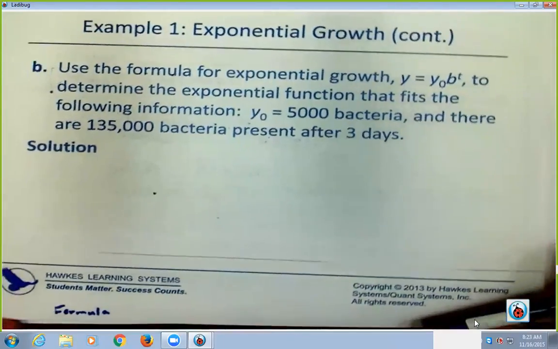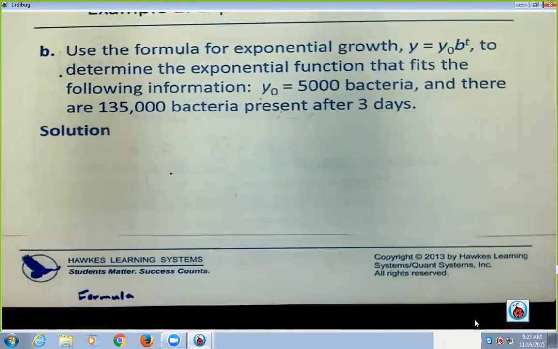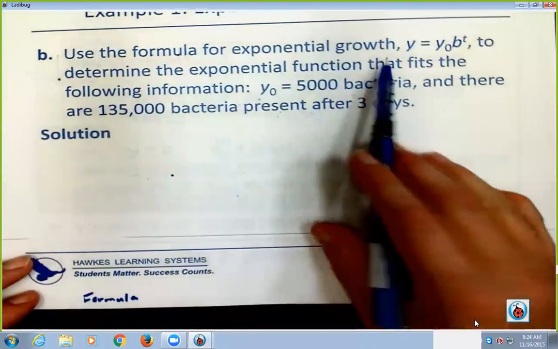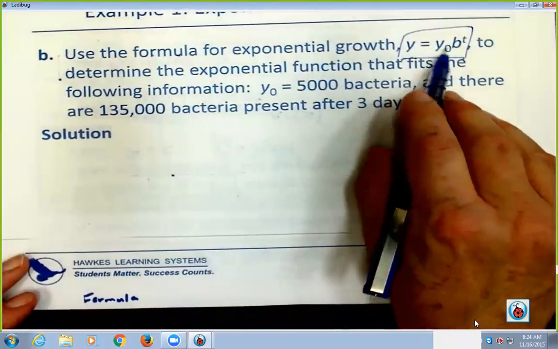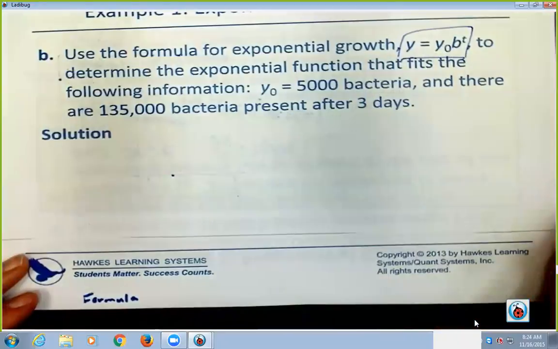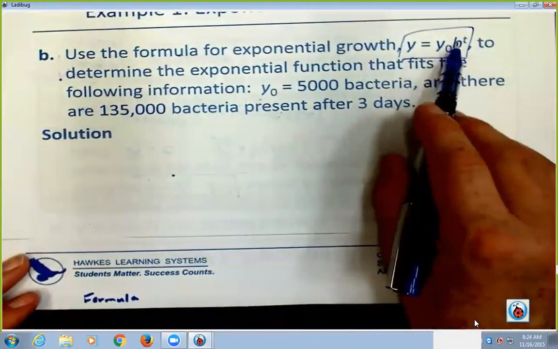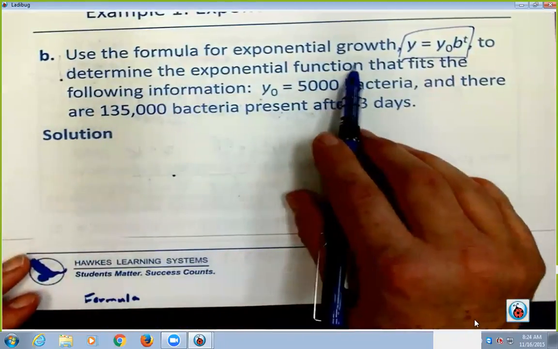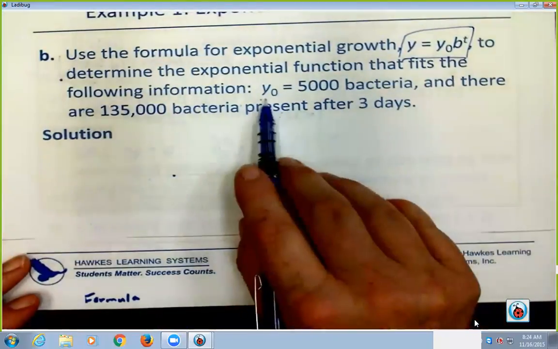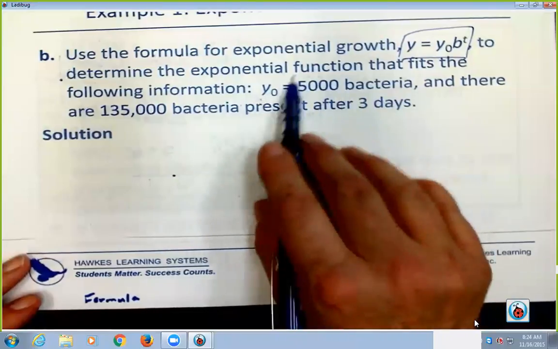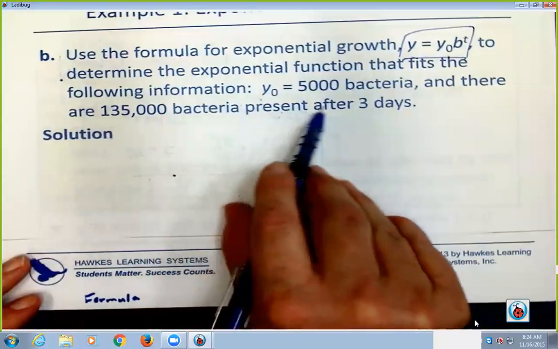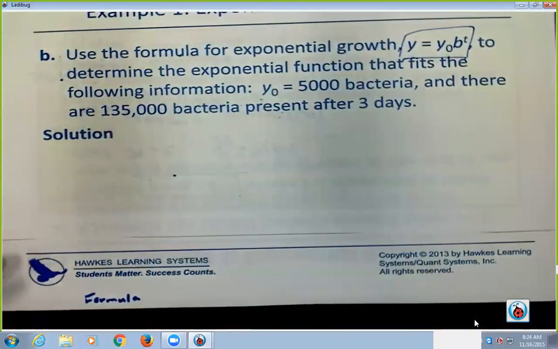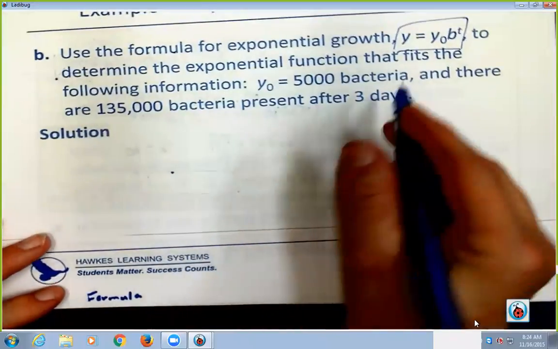This one is a little different because it's saying, okay, we have used the formula of exponential growth. So this one's changed a little. Notice these two are next to each other. Of course, we had the multiplication last time. So to determine the exponential function that fits the following information, y subscript 0 is 5,000, and there are 135,000 bacteria present after 3 days. And our growth is based on days. So we're going to plug in what we have.